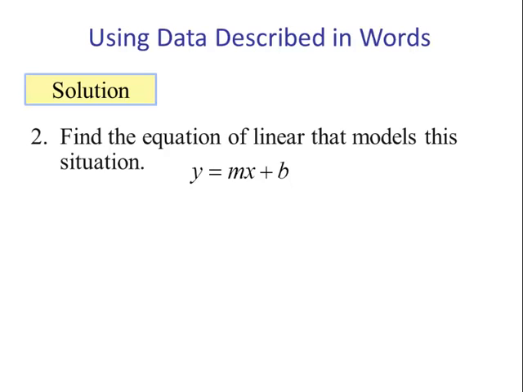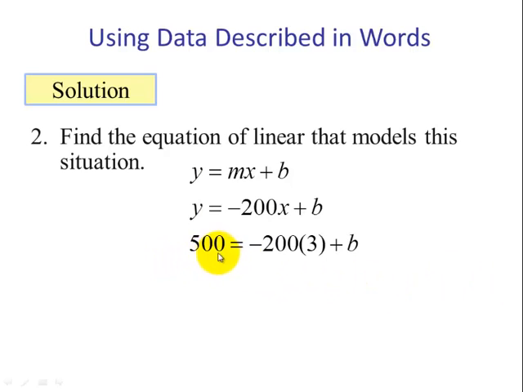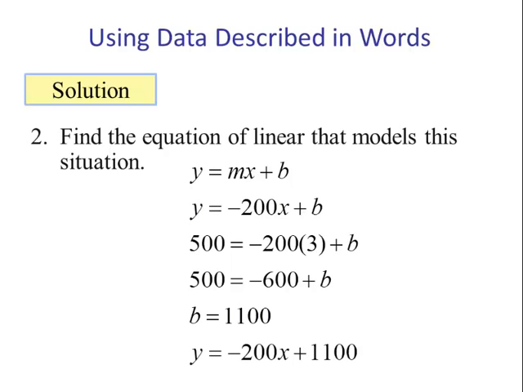To find b, we use the form y equals mx plus b. We substitute our slope in for m, and I'm using the point 3, 500, so y is 500, x is 3. We multiply, we get 500 equals negative 600 plus b. Adding 600 to both sides, we see that b is 1100. So the equation of the line becomes y equals negative 200x plus 1100.